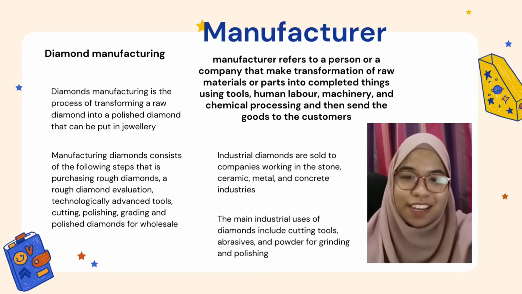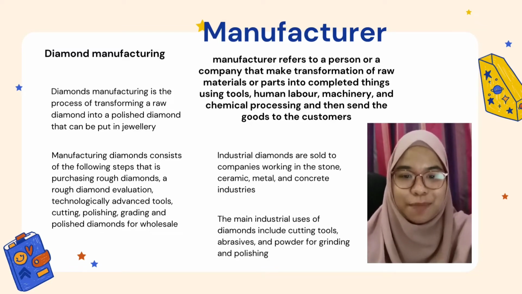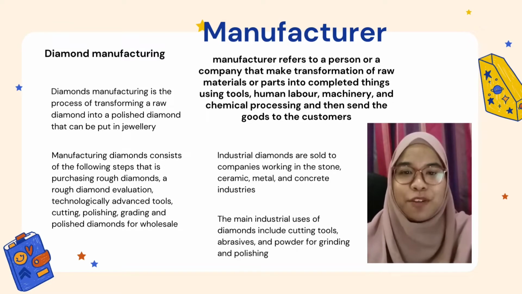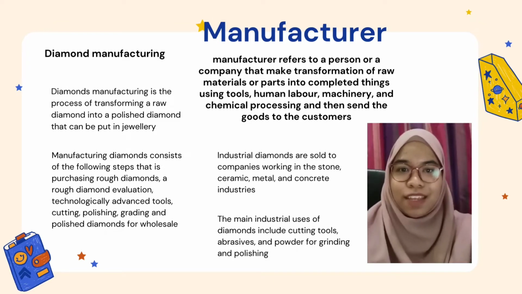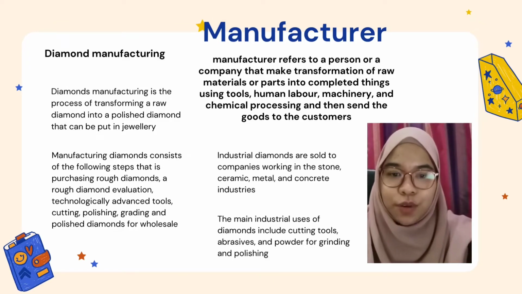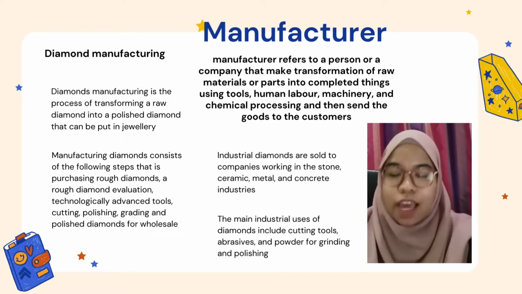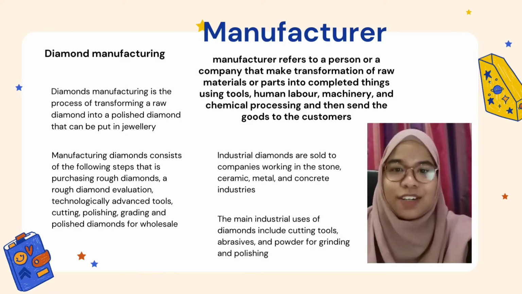Organizations use only about 20% of diamonds in jewelry manufacture. The remaining 80% will be used for the main industrial use. Industrial diamonds are sold to companies working in the stone, ceramic, metal, and concrete industry.